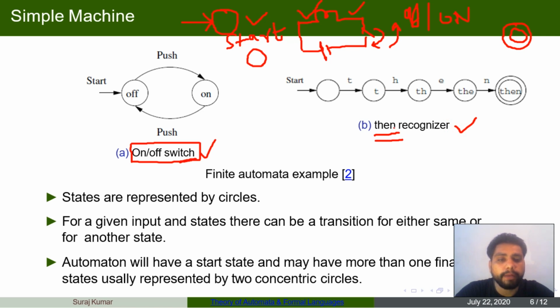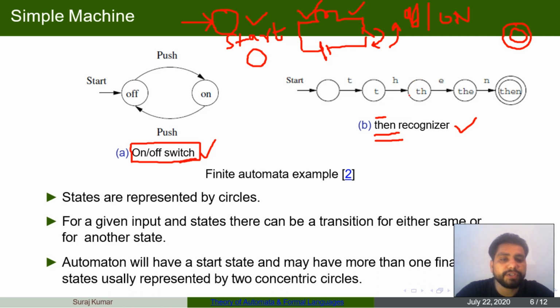First you will read this t. This is the input to this state, so you will read t, and whenever you read t you will reach the next state. The name of this state is, let's say, t, which tells me that you have already read the t. Now from this state your next input is h, so you will read h and then you will reach this state.